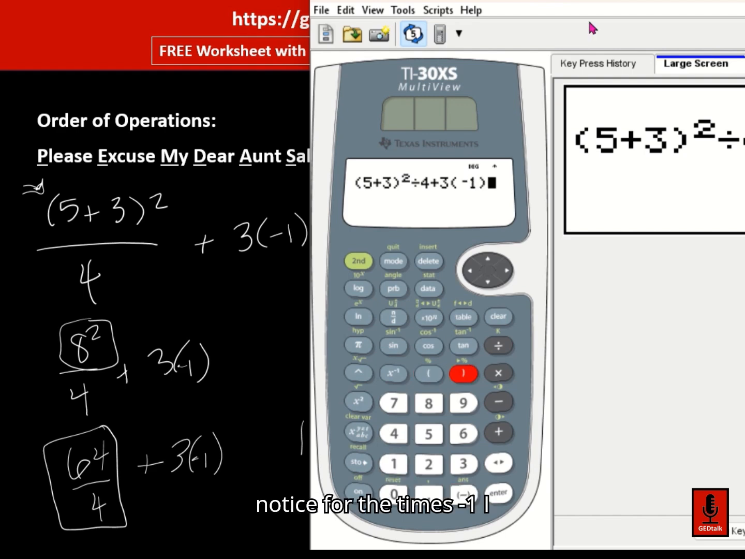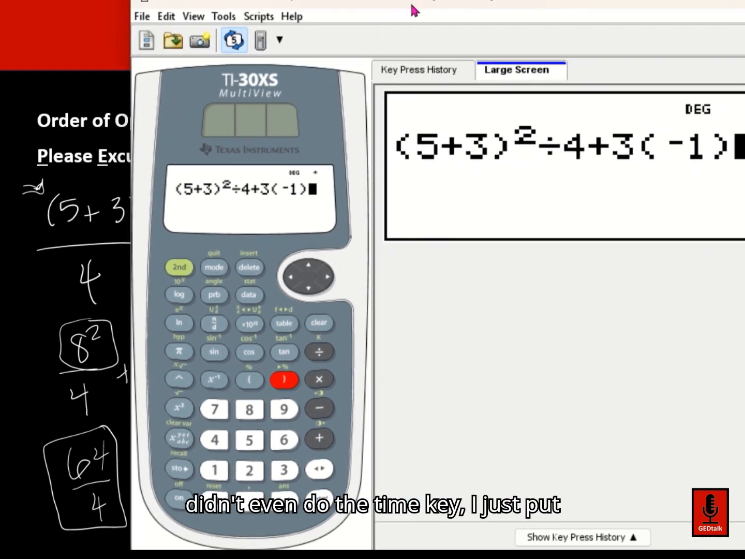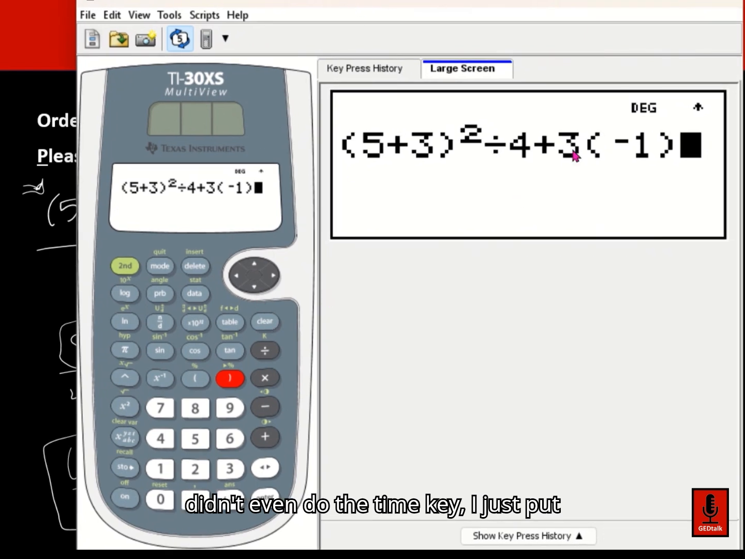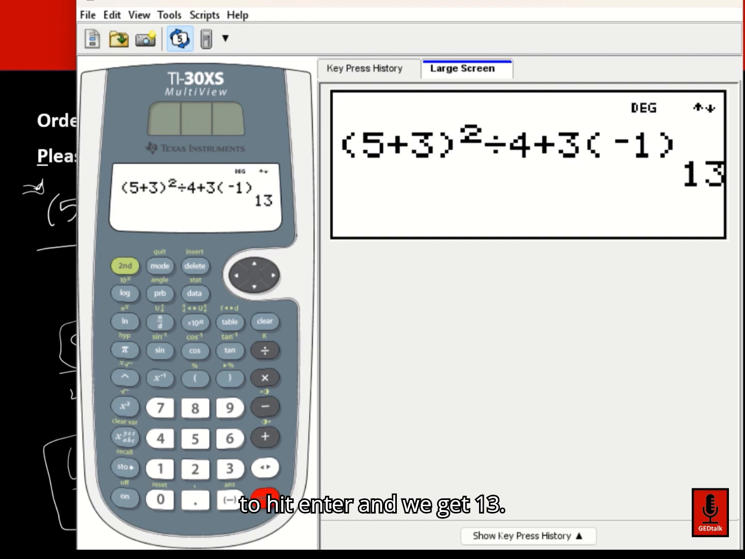And notice for the times -1, I didn't even use the times key. I just put the -1 in parentheses next to the 3. The calculator knows exactly what to do from there. So now I'm going to hit enter and we get 13. So once again, as long as you're inputting the equation correctly, the calculator knows what to do.